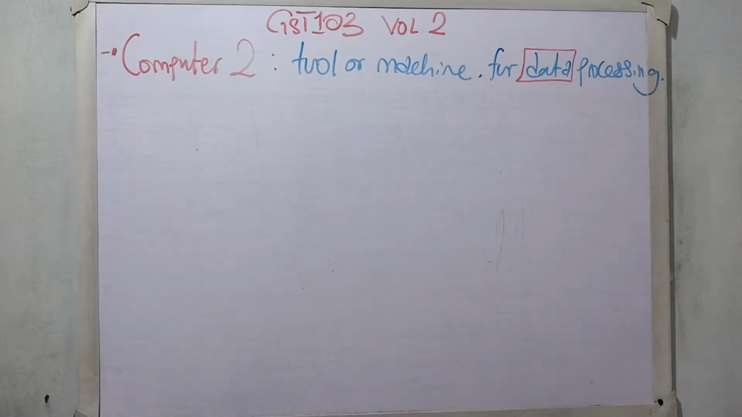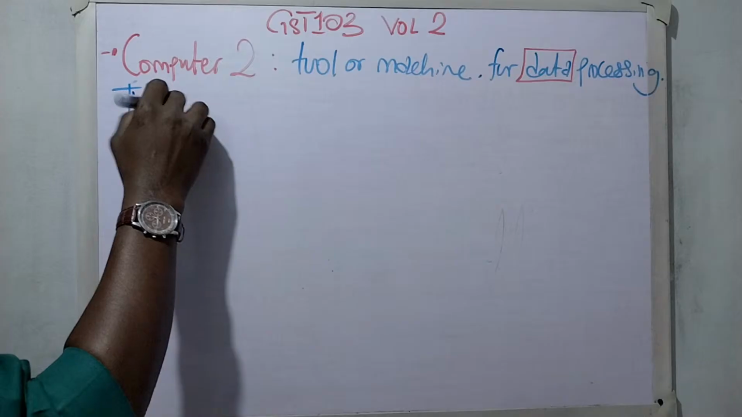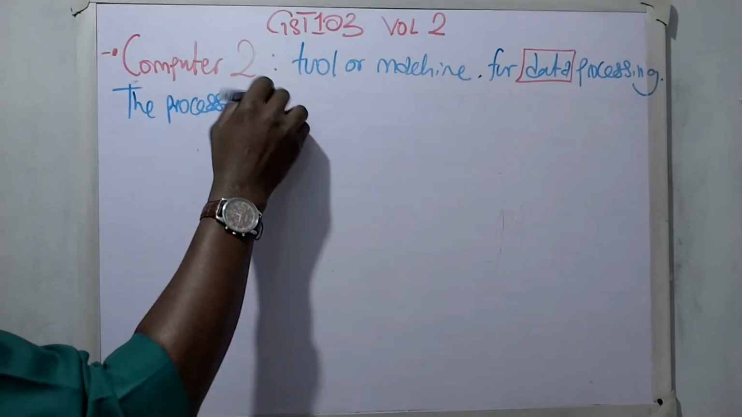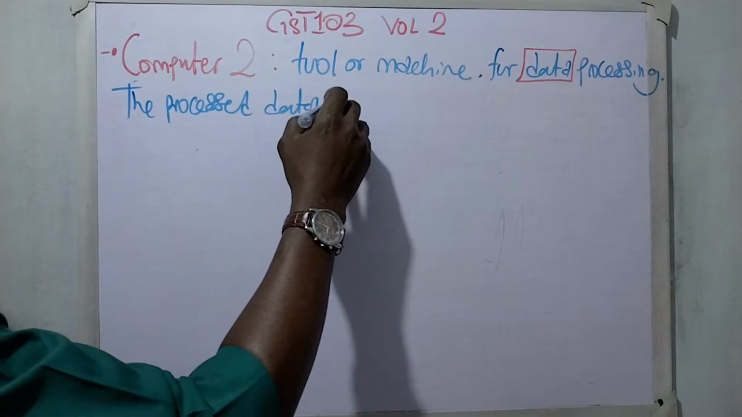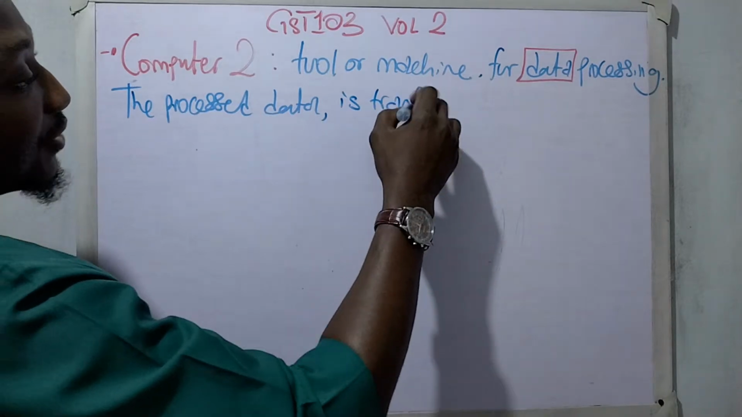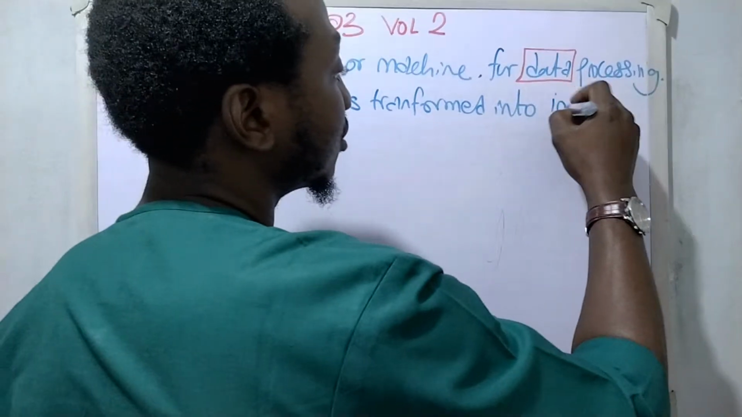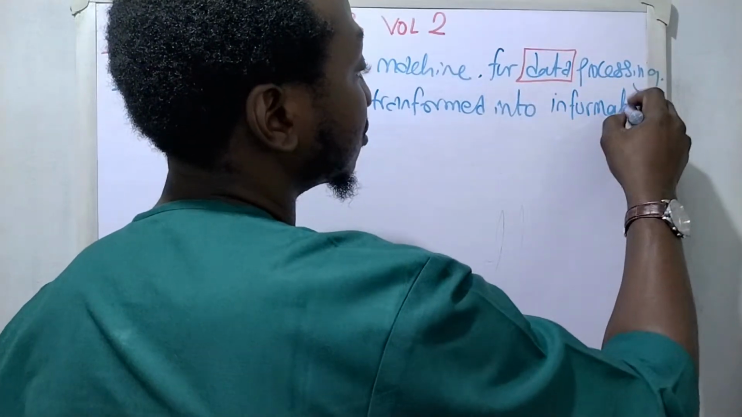Are we together? Now, having established this, D, processed data is transformed into information.